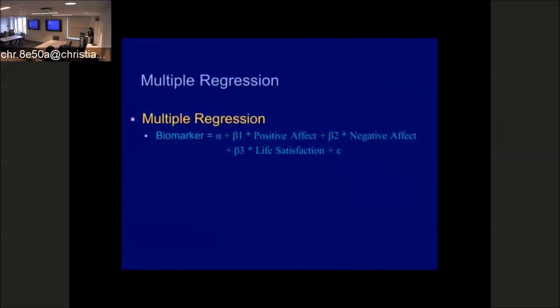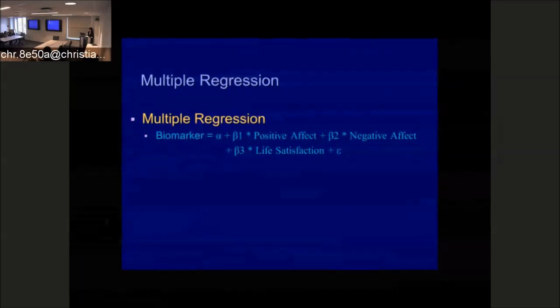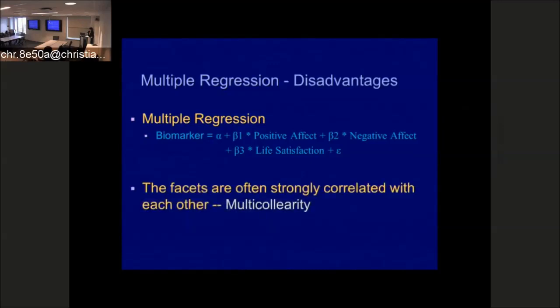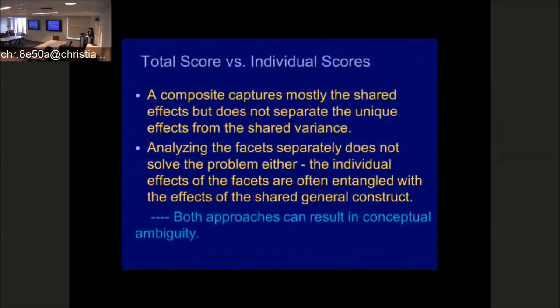Another commonly used approach is multiple regression. Let's put all subscales into the equation and see what that would do. Well, the issue is the facets, the domains, often they're strongly related to each other. As we'll see in a second, we have examples, and these examples are actually representative of multifacet constructs. Multicollinearity. We cannot use them simultaneously, put them into an equation. So, this is a dilemma we're facing.